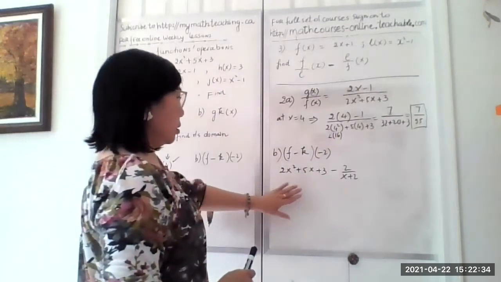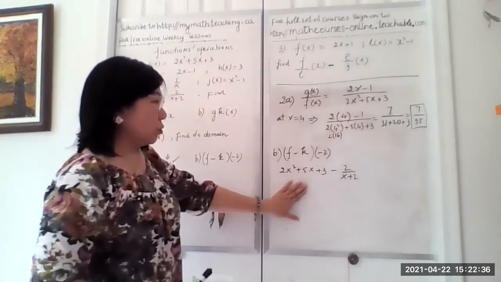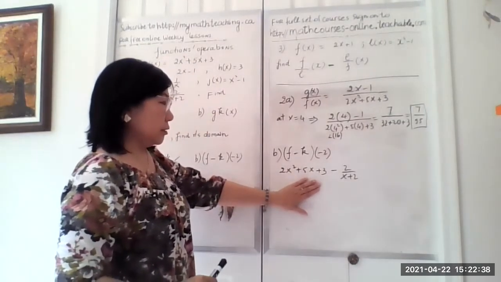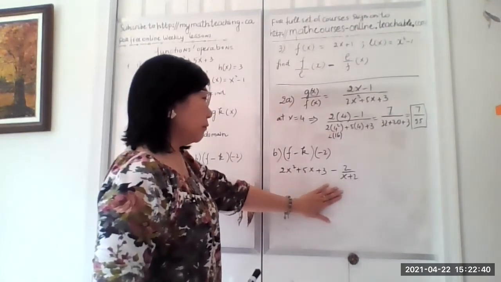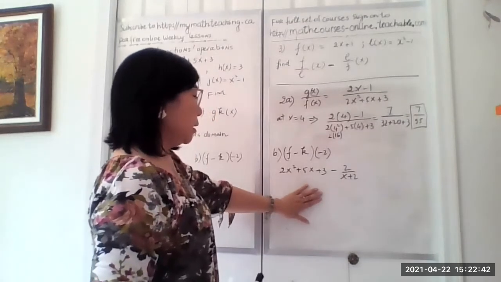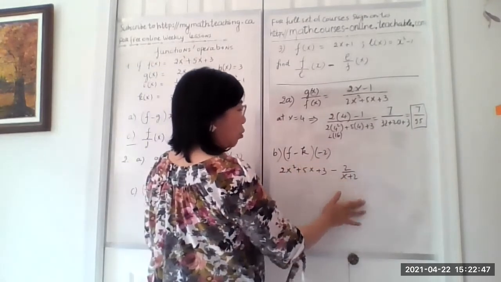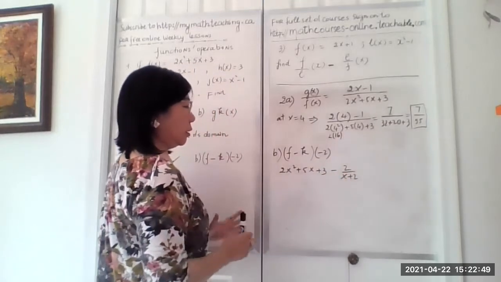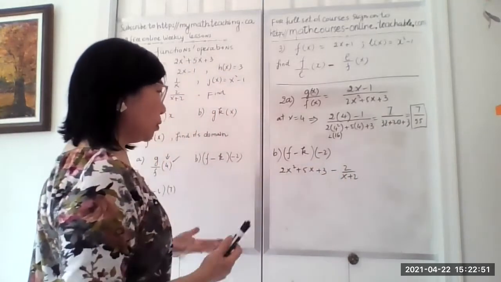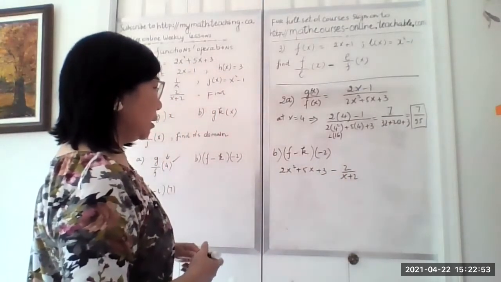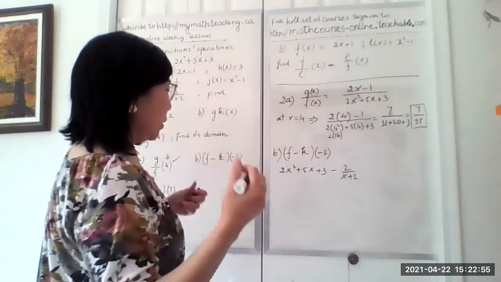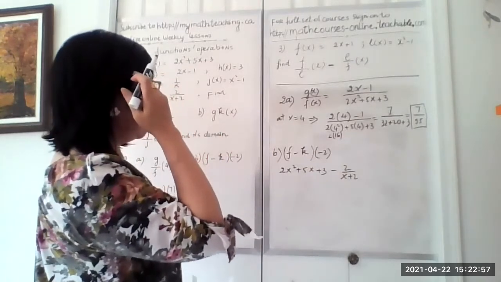Okay, so I want to know if I can factor this and simplify the expression a little bit, right? Obviously, you know that if you put minus 2 in here, this will blow up. You cannot do anything. But let's try to simplify it and evaluate it to see if we can go any further.